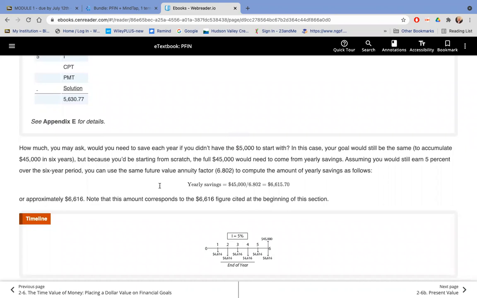So that's important. Again, here, if you needed, say, to save $45,000 in a 6 year period of time, you would again use the same factor, in this case 5% over 6 years, but now you need $45,000. So the $45,000 is going to be divided by the factor of 6.802, and that means you'll have to save $6,615.70 per year, every year for those 6 years, and you'll have your $45,000.